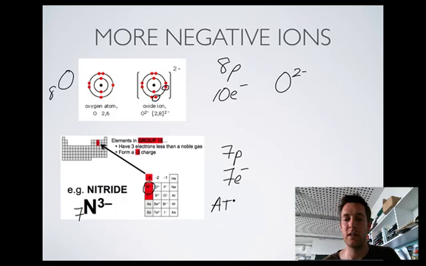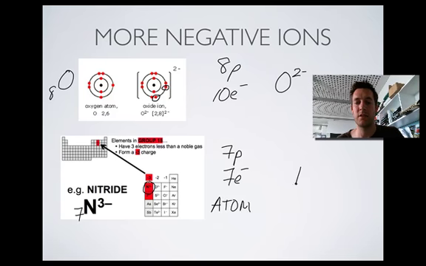So a nitrogen atom has equal numbers of both. It's neutral. But this nitride ion has got a 3- charge, so it must have 10 electrons. It must have gained 3, because it's got 3 more negative charges than positives. So here's the ion, and we can write the symbol of the ion as N3-, whereas the symbol of the atom would just be N.